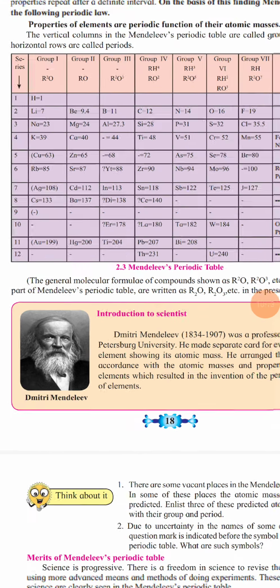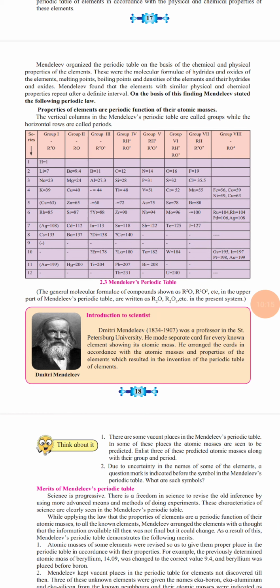Now, introduction to the scientist Dmitri Mendeleev. He was a professor at St. Petersburg University. His birth and death are given as 1834 to 1907. He made a separate card for each element, showing atomic mass and properties, as in the Dobereiner triad. In the Mendeleev periodic table of the elements, which resulted in the invention of the periodic table, this periodic table has been made.